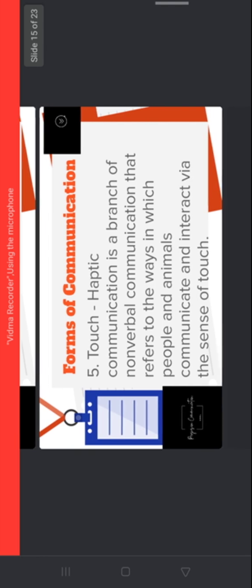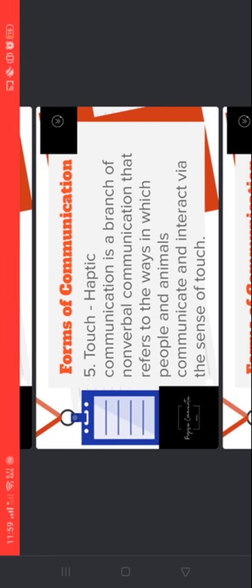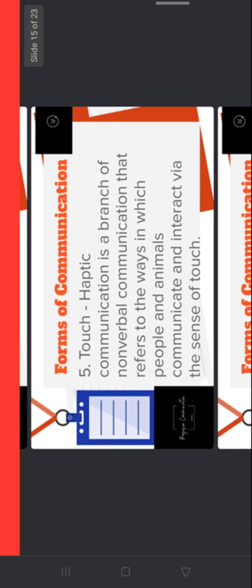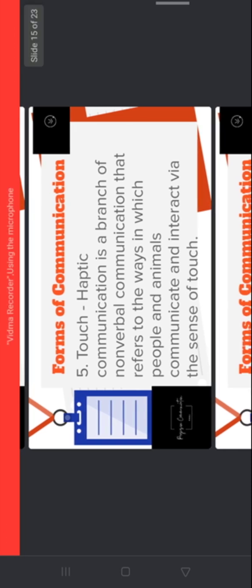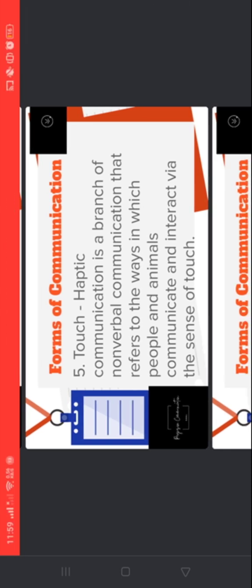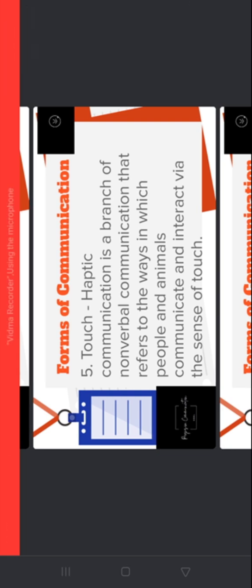The fifth one is touch. There is a specific study for touch which is haptics. This is a branch of nonverbal communication that refers to the ways in which people and animals communicate and interact via the sense of touch. Sometimes a touch signals or tells us something, right? For example, a pat on the shoulder. That means to say, it's okay.